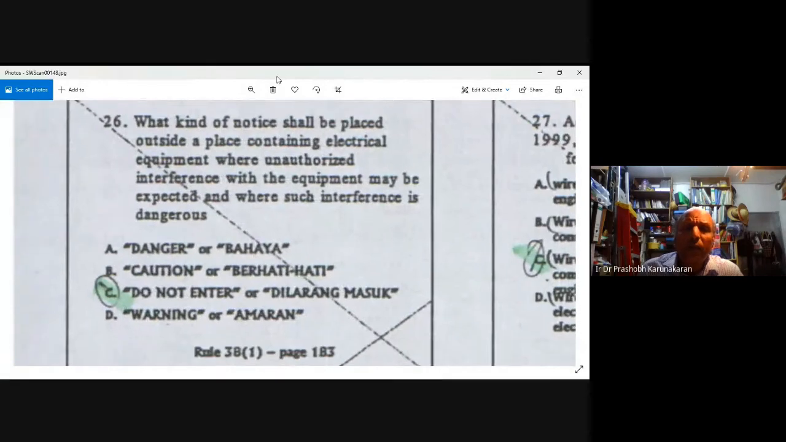What kind of notice shall be placed outside a place containing electrical equipment where unauthorized interference of the equipment may be expected and where such interference is dangerous? Do not enter, dilarang masuk. Even how big the sign is, they have specs. You can make the sign yourself, but you must follow the exact spec of how to make the do not enter sign.